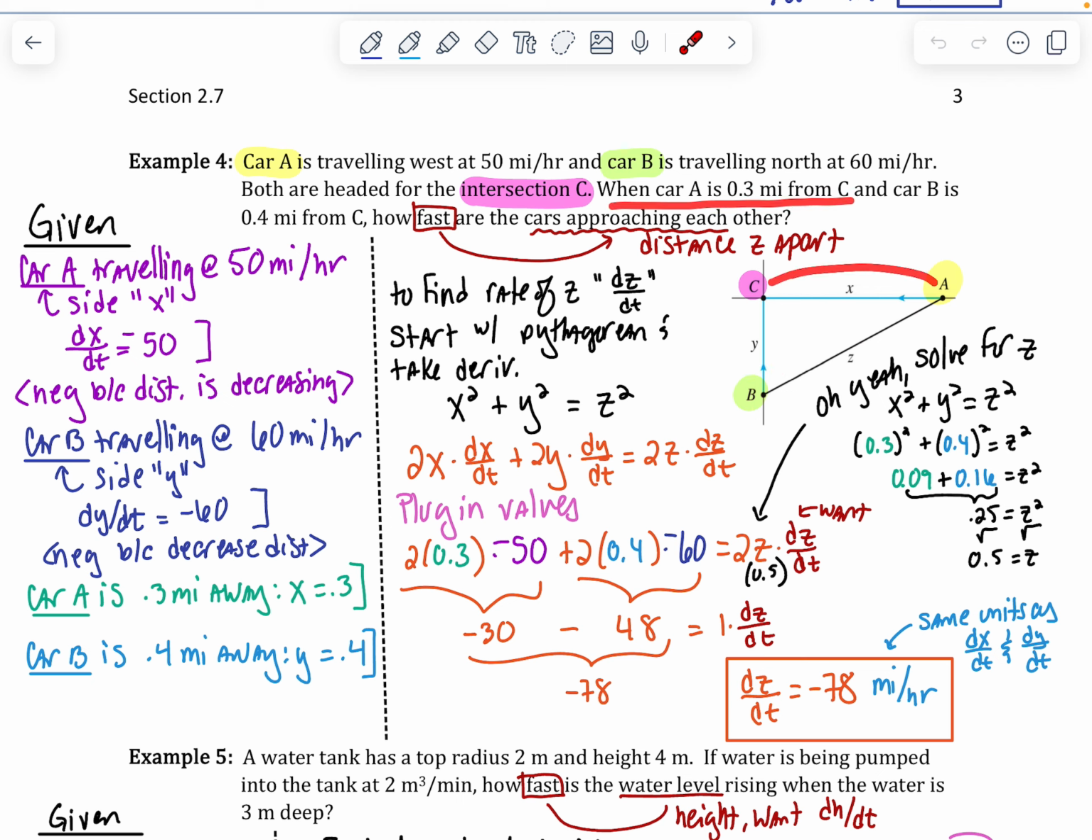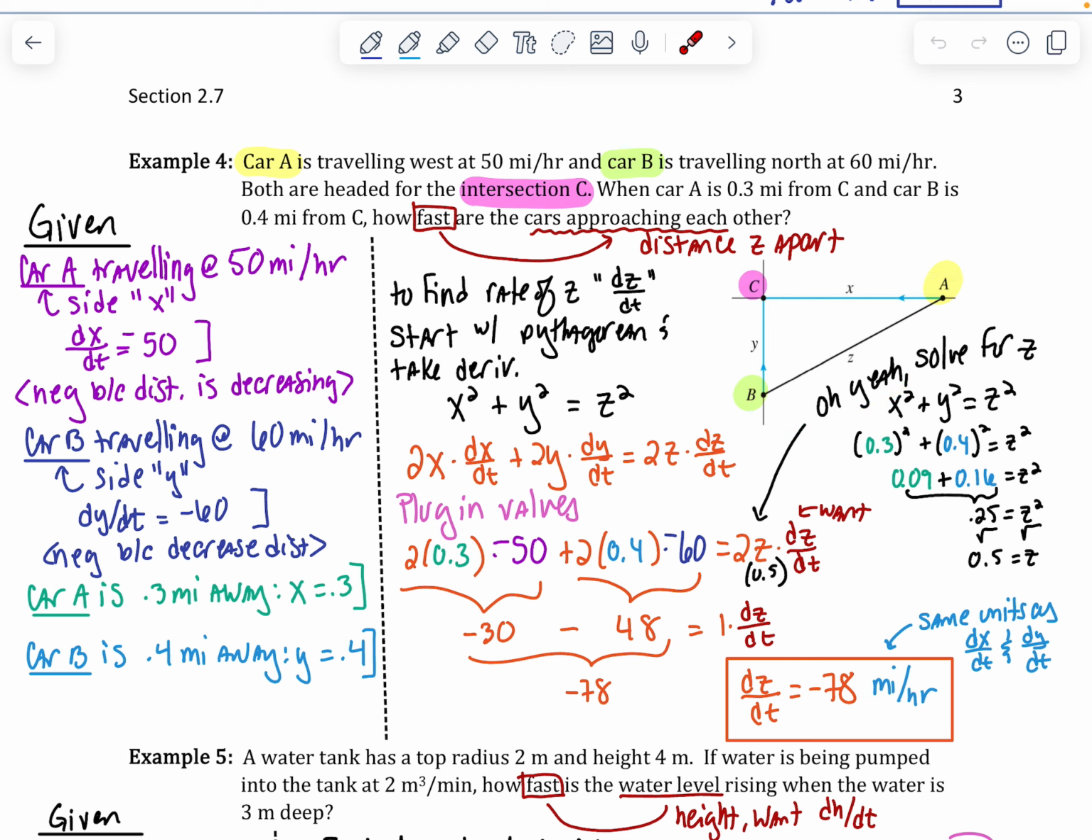When car A is 0.3 miles from point C and car B is 0.4 miles from point C, so they're not the same distance, how fast are the cars approaching each other? Now that might seem deceiving because they're not actually approaching each other, but they have this distance from each other. And as you'll notice, as they keep getting closer to each other, their distance keeps changing. So instead of using the phrase approaching each other, maybe we should say, how fast is the distance between the cars changing? And since that distance is getting smaller, you'll notice down below that we will get a negative answer.